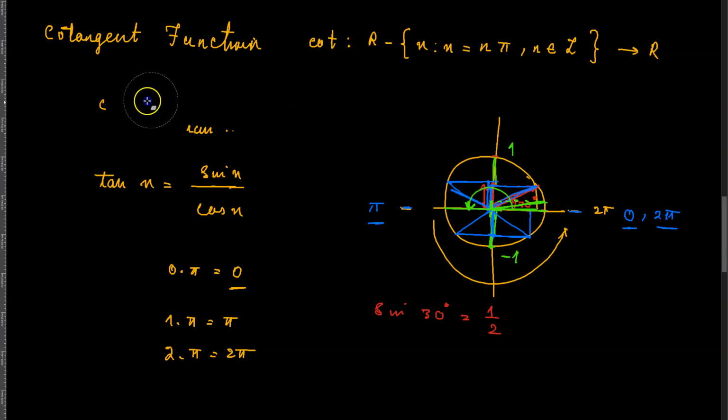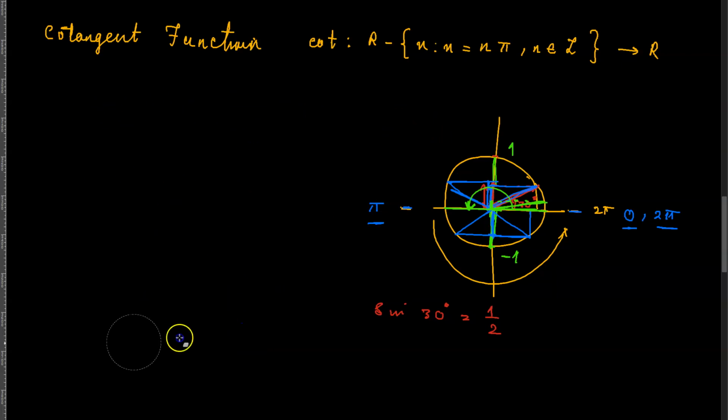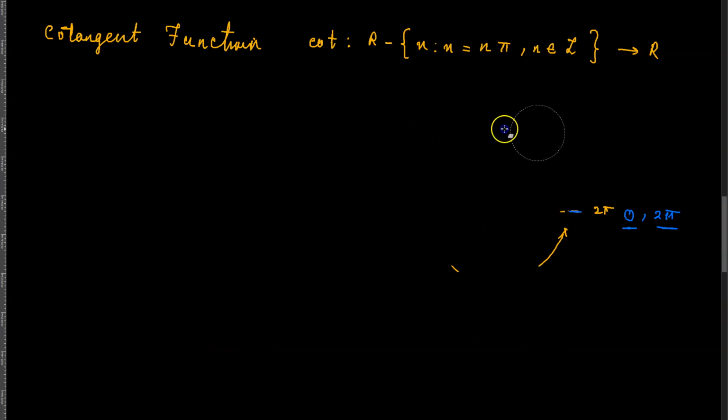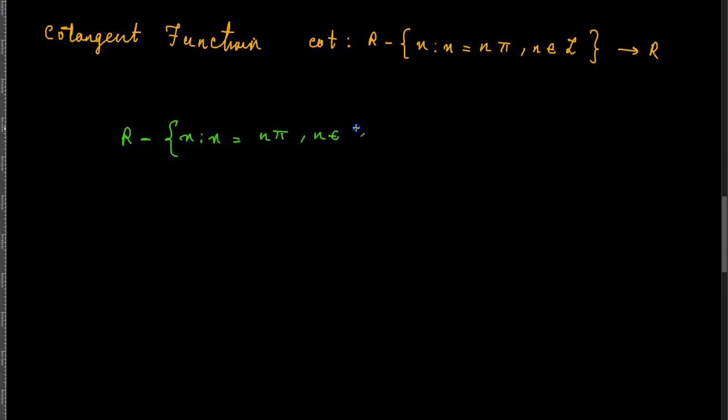So, long story short, what they have done is that the domain of the function, they have defined it as R minus the set of all x's such that x is equal to n pi, n belonging to the set of integers, and the codomain of the function is R. That is basically everything about the cot function.